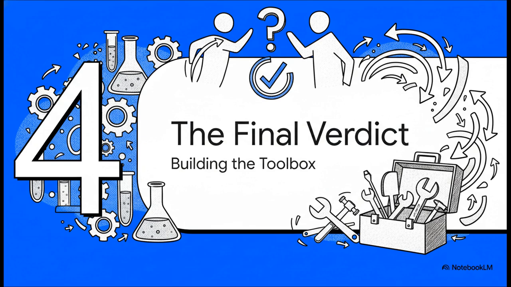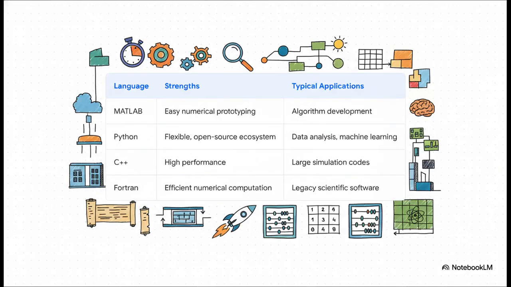So, which one wins? What's the right language for a scientist to pick? Let's bring them all together for the final verdict. As you can see, each language has its own turf. MATLAB is the king of quick algorithm development. Python is the star when it comes to data analysis and plugging into the world of machine learning. C++ is what you choose when you're building massive, high-performance simulation codes. And Fortran? It's still the undisputed champ for pure, efficient computation in some of the most established scientific fields.